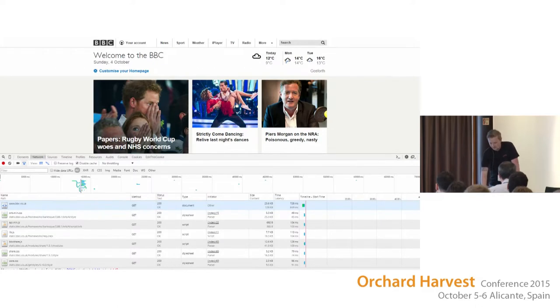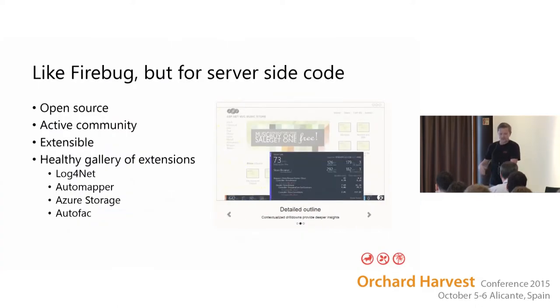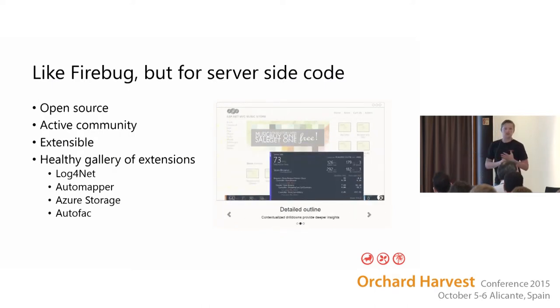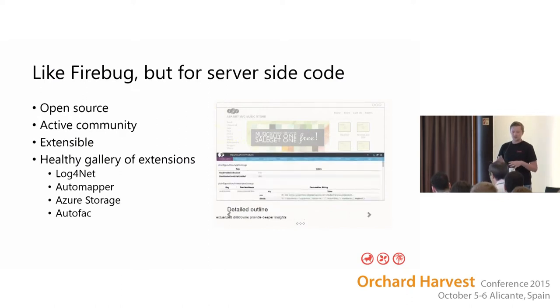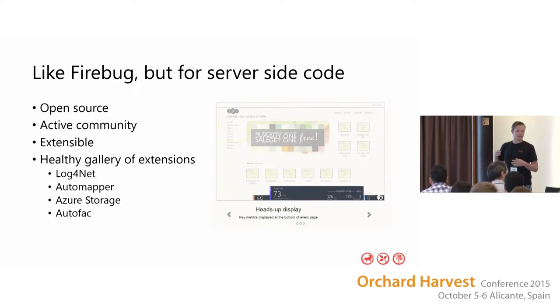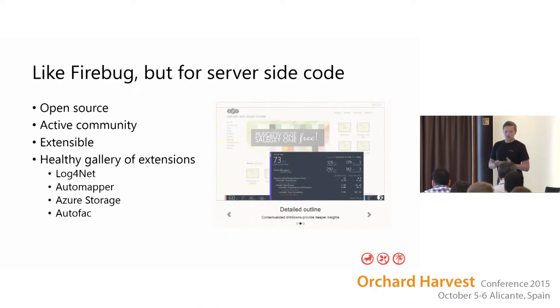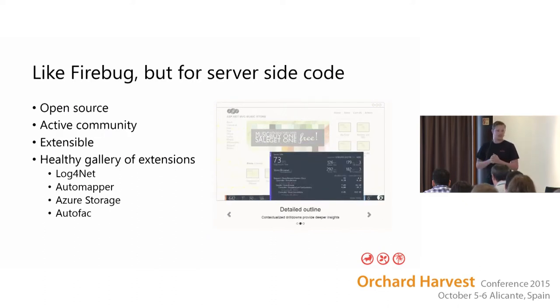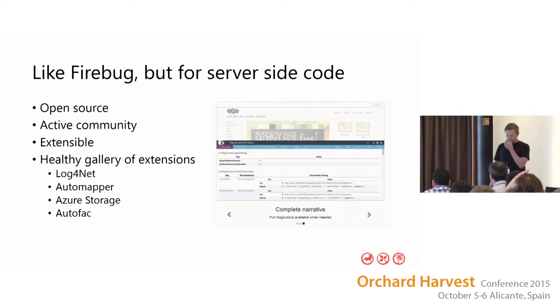Well, thankfully, Glimpse is kind of like Firebug or Chrome DevTools for the server side. It's open source, it's got an active community, it's extensible, and there's a healthy gallery of extensions, including extensions for Log4Net, AutoMapper, Azure Storage, and AutoFac. If that sounds familiar, it sounds a lot like Orchard. It's a very, very good fit for Orchard.